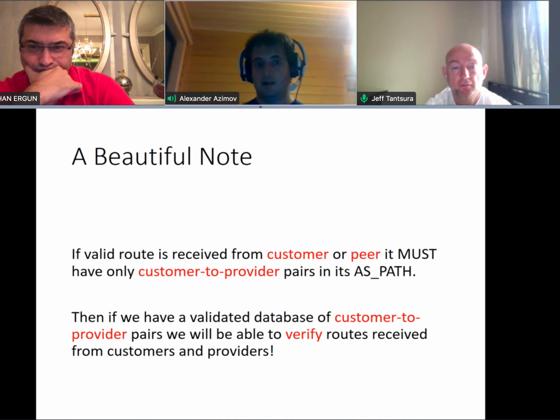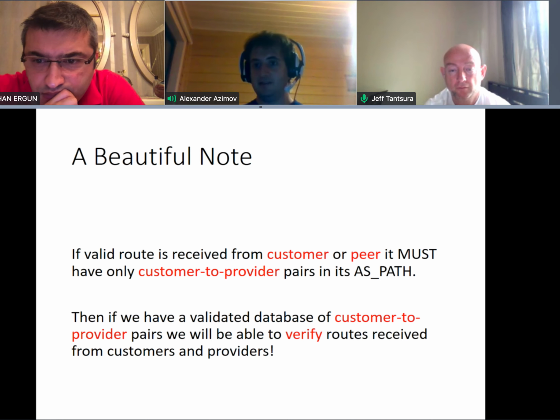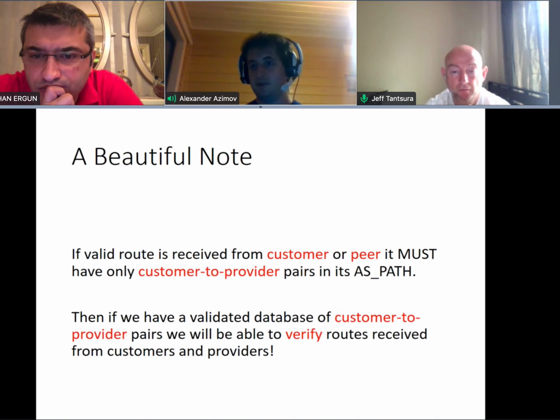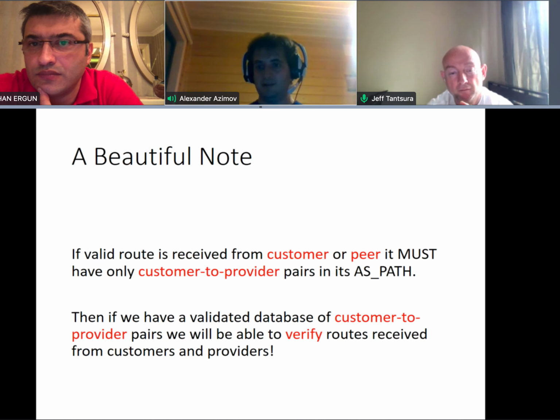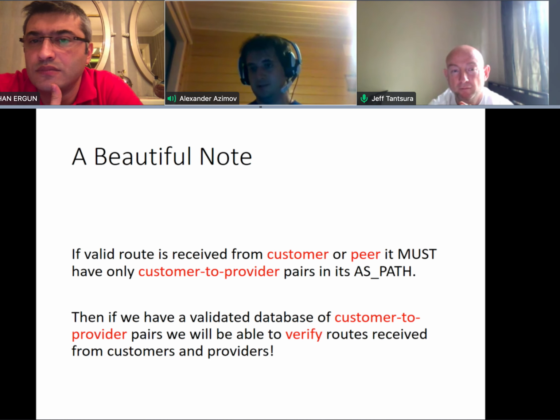A valid route received from a customer or a peer may have in its ASPA only customer to provider pairs. If it has something else, it's invalid. It may be malicious, it may be a mistake, but it is an invalid path. And that's why to detect this kind of malicious activity, the only thing we need is a distributed database of customer to provider pairs. And if we are speaking about a distributed database, which is global, of some objects that can be checked, of course we are getting back to RPKI.